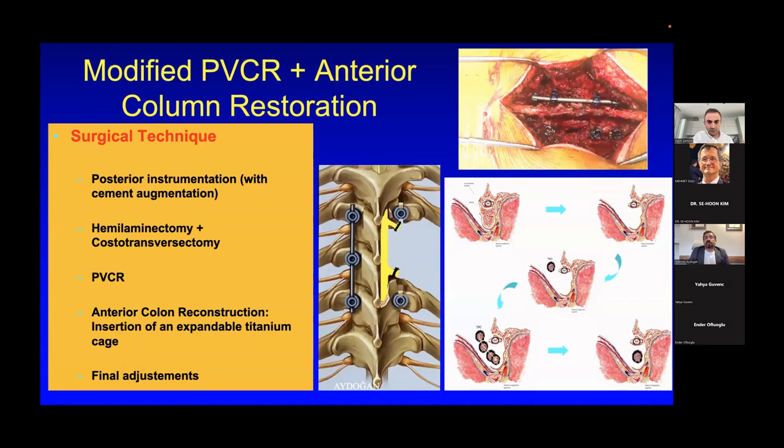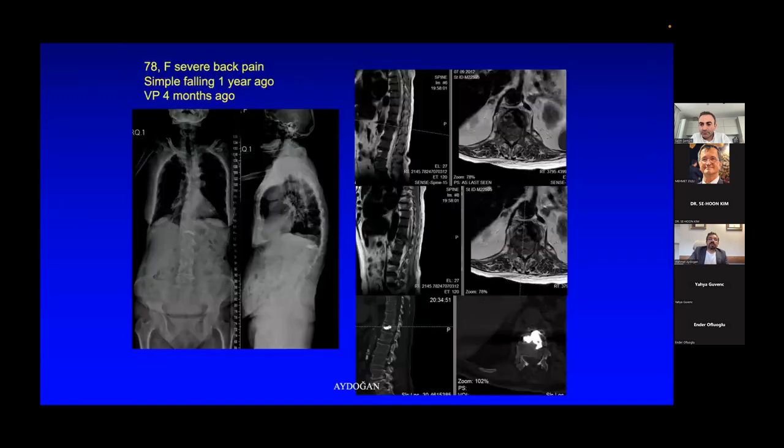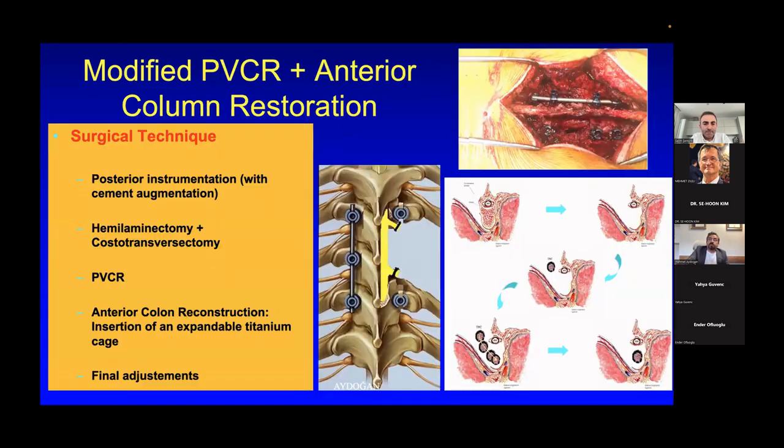Here is what I'm using now: modified PVCR plus anterior column restoration. I use posterior instrumentation with cement augmentation. I do hemilaminectomy and costotransversectomy, and then complete the corpus resection via one side. Then we place the expandable titanium cage, put in the rods, and make final adjustments. So it gives us a posterior fusion chance also. We keep one side of the lamina and facet joints.